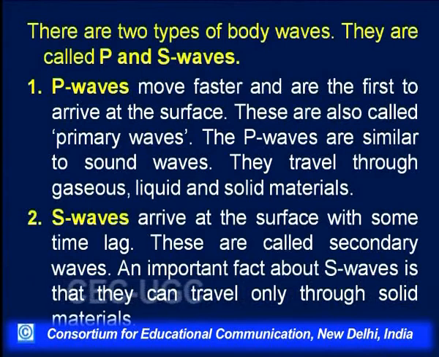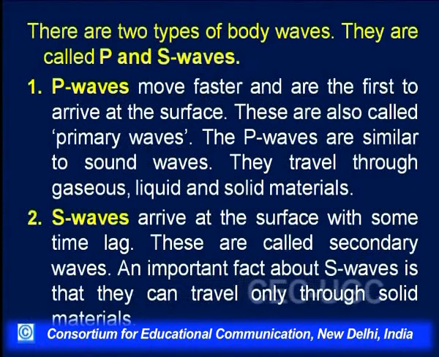The P waves are very much similar to sound waves. Their movement is the kind of vibration that moves in a to and fro manner. They travel through all kinds of mediums, that is the gaseous, liquid and solid materials. So these are the three types of materials in the physical world: gaseous, liquid or solid, and the primary waves can pass through any kind of medium.